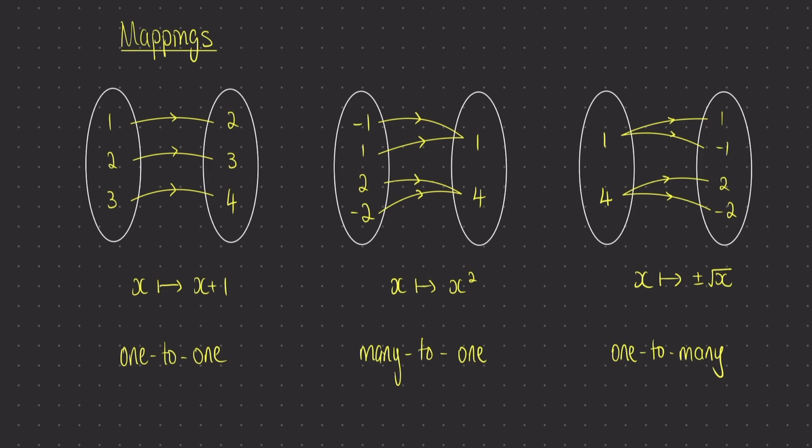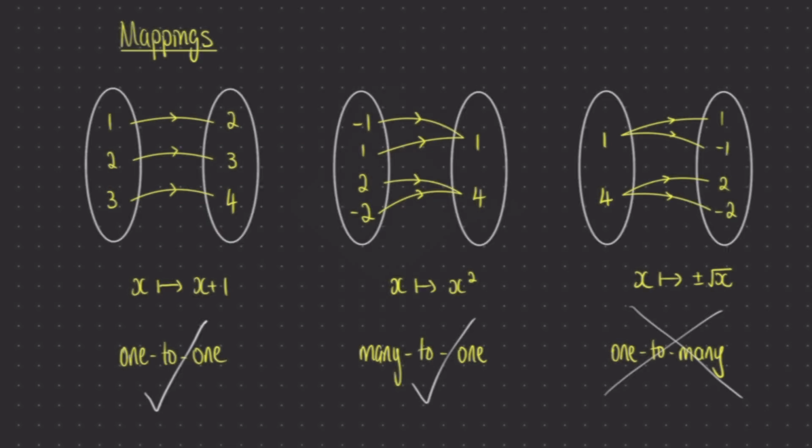Functions are a subset of these mappings. Functions include one-to-one and many-to-one mappings. A function takes inputs, operates on them to give a single result. For one-to-many mappings, we get multiple answers for every input, so these are not classified as functions.